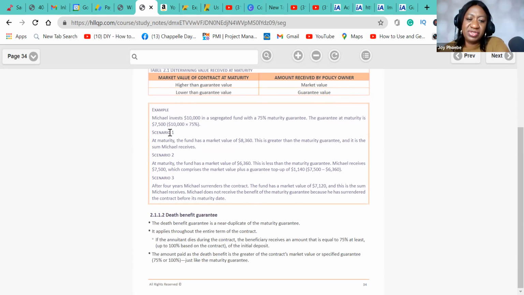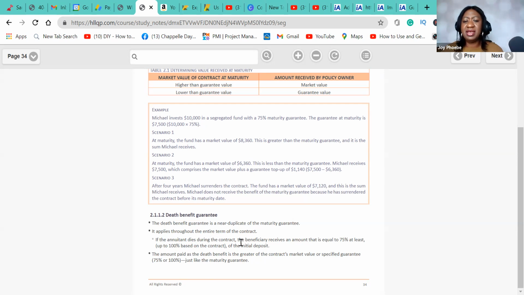Let's see what a typical question looks like. Michael invested 10,000 in a segregated fund with a 75% maturity guarantee, and the guarantee at maturity is 7,500, which is 10,000 times 75%. Pretty much the calculations in this kind of question are pretty straightforward. So moving on to death benefit, I think death benefit is also typically the same. You understand?